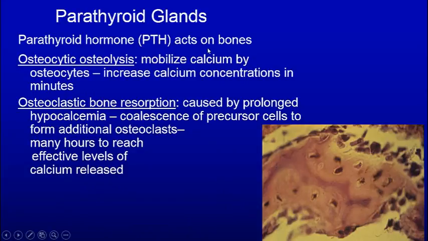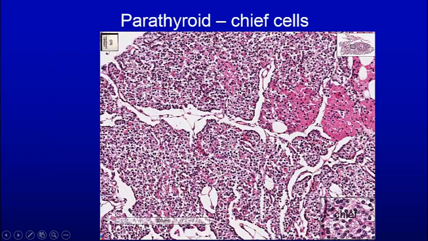So the parathyroid hormone acts on bone. It acts on the osteocyte, causing osteolysis, that is, it mobilizes calcium. Osteocytes increase calcium concentrations in minutes. This is a quick thing. Also, there is osteoclastic bone resorption, caused by prolonged hypocalcemia. You get a cascade of additional osteoclasts, so additional osteoclasts differentiate and start to break down bone. So one is a long-acting and one is a quick-acting response to parathyroid hormone by the two different bone cells.